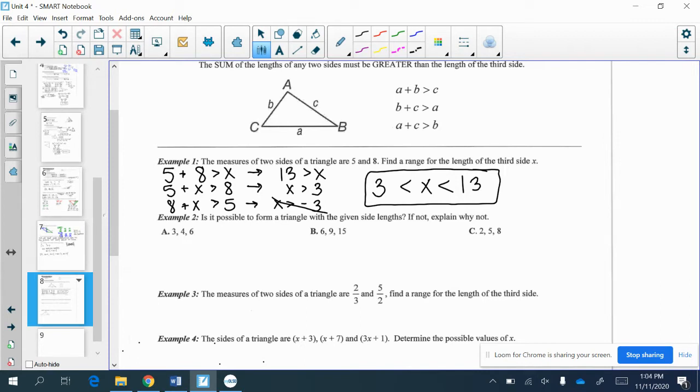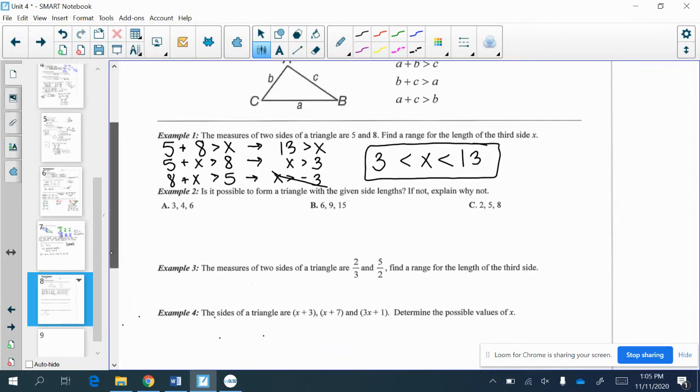Example 2: is it possible to form a triangle with the given side lengths? If not, explain why not. Make sure when you're adding these together, it's greater than the third side. So 3 plus 4, is that greater than 6? 3 plus 4 is 7. 7 is greater than 6, so that's good. 4 plus 6, is that greater than 3? Yep. And then I always move to the outside. 3 plus 6, is that greater than 4? Yes, so these side lengths will form a triangle.